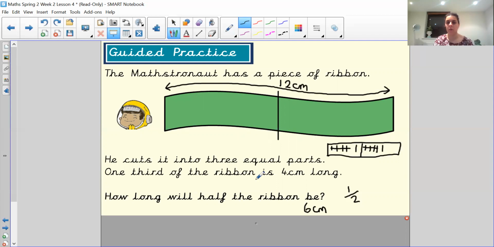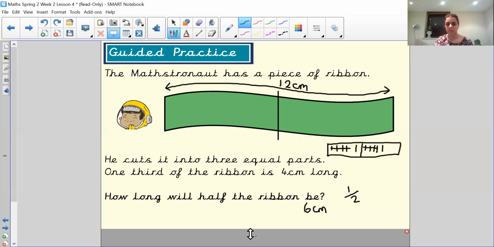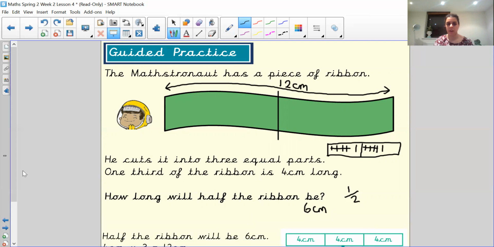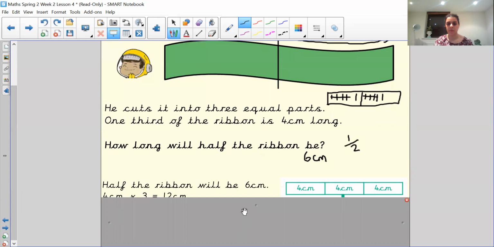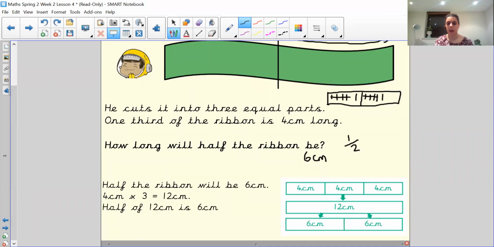Well done if you got that right without any of my help. That was quite tricky because you had to find out a third, then all of it, then a half. So it's a little bit trickier. So here you go, it shows you how we worked it out, and we did exactly the same way. 4 centimetres, 4 centimetres, and 4 centimetres. That was 12. And then we split it into 2, and we knew that was 6 and 6. So well done if you got that one right.